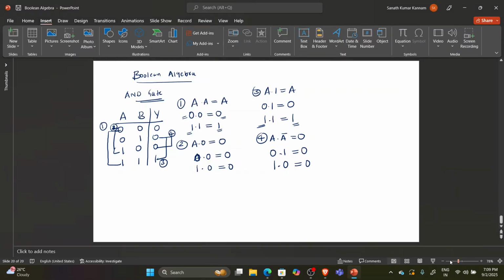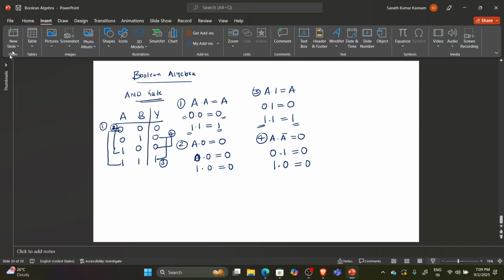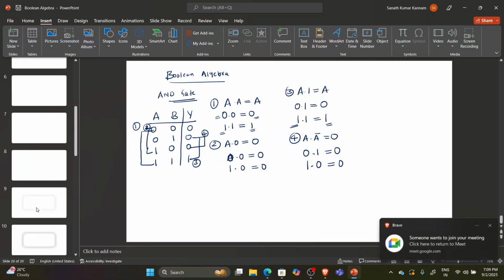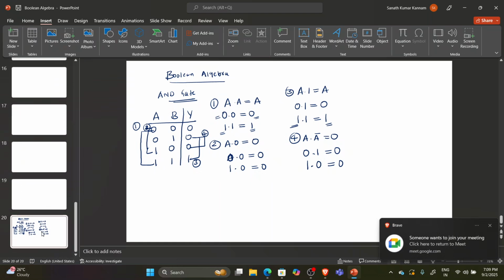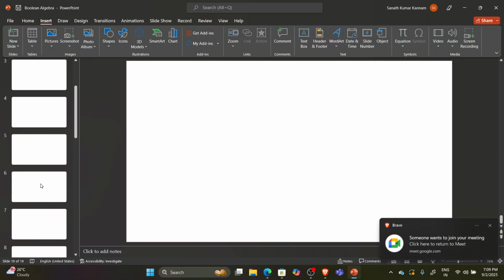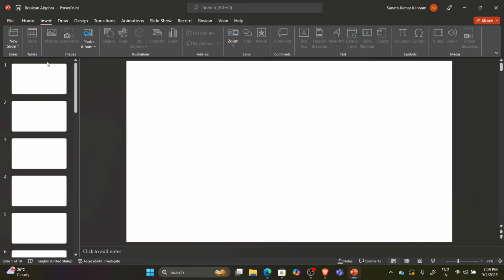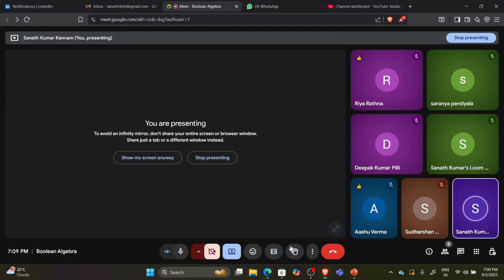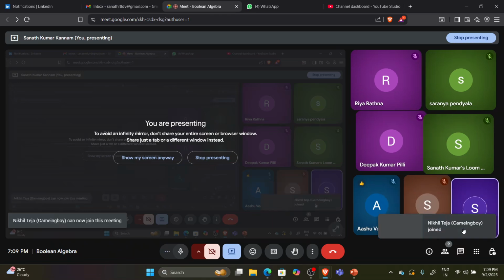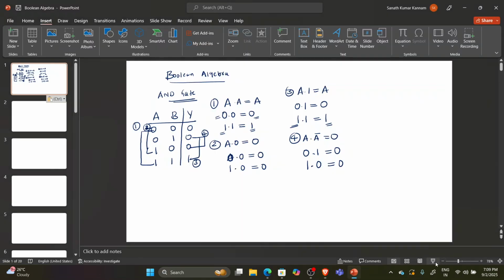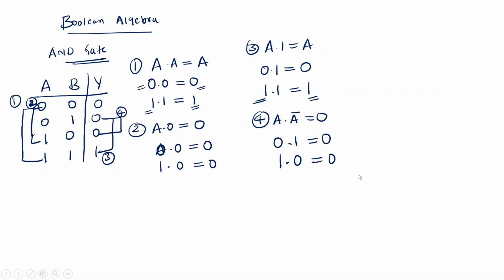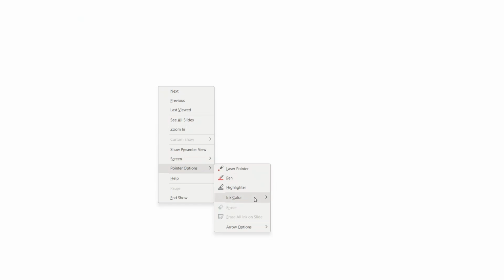Okay. Next you see, next is nothing but the OR law. This is the last slide. One second, I need to copy. Control X. So this is nothing but the AND law. And next you have the OR law. So the OR gate I am drawing. If you see, this is the OR gate.